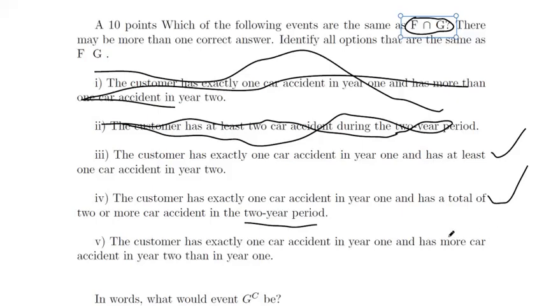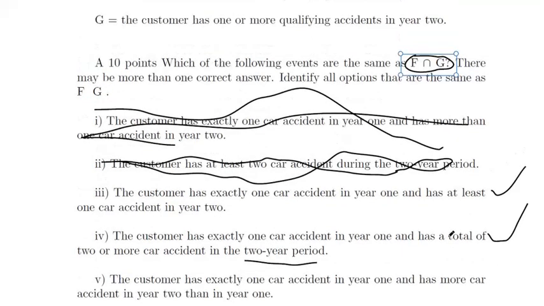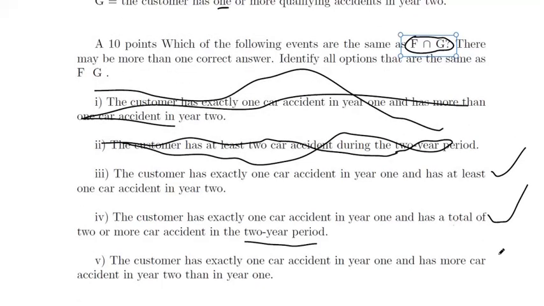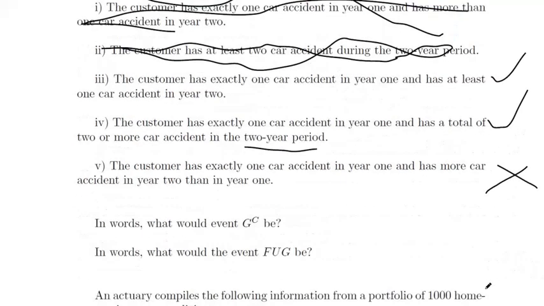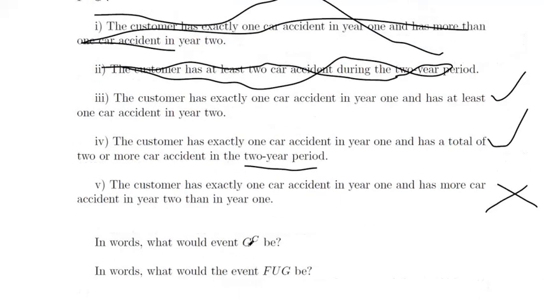The customer has exactly 1 car accident in year 1 and has more car accidents in year 2 than in year 1. That's possible, but that's not guaranteed, because you could have an equal amount. You could have 1 accident in year 2. So this one is also incorrect. Okay, but these parts were right in the previous video.